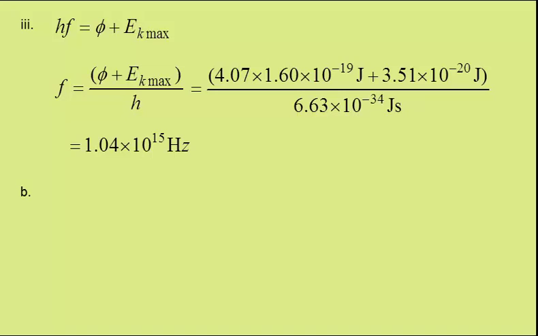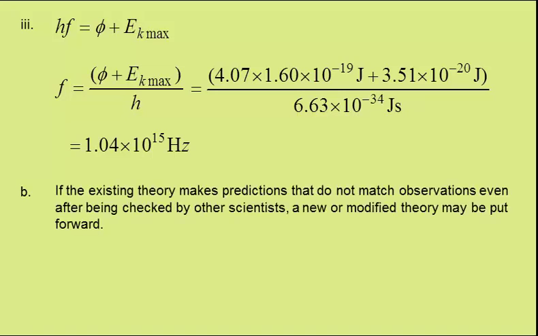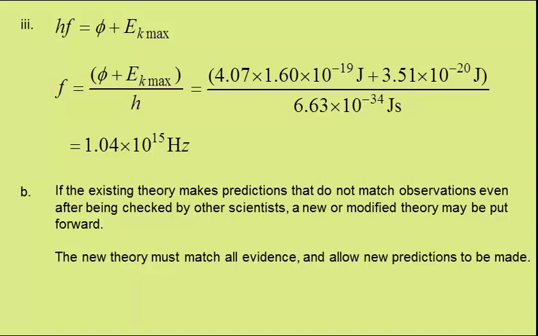In B, in order to explain the photoelectric effect, the wave model of electromagnetic radiation was replaced by the photon model. We need to explain what must happen in order for an existing scientific theory to be modified or replaced. Well, if the existing theory makes predictions that do not match observations, even after being checked by other scientists, a new or modified theory may be put forward. The new theory must match all the evidence and allow new predictions to be made.